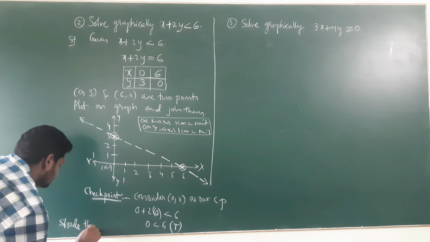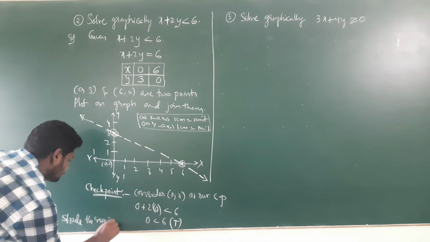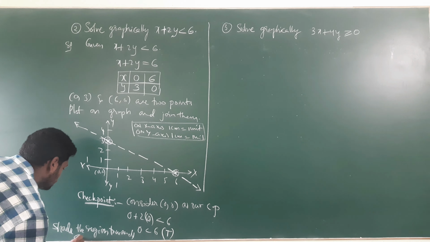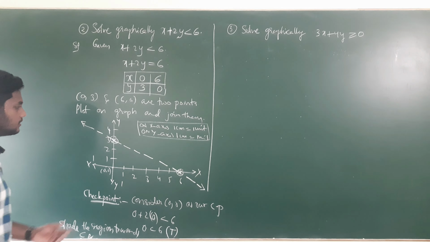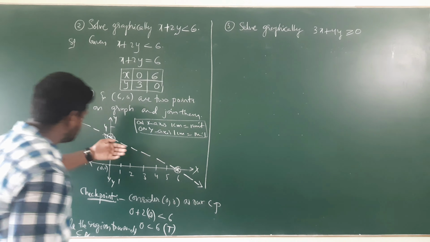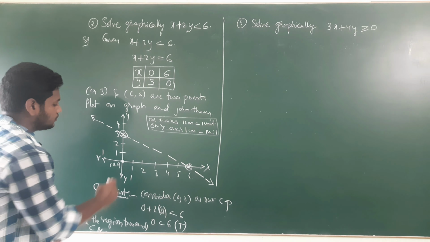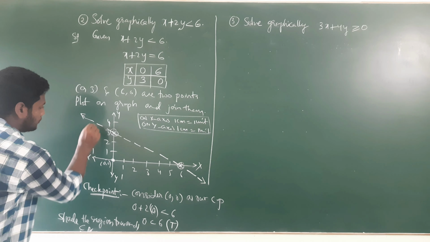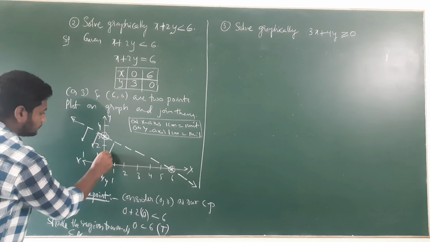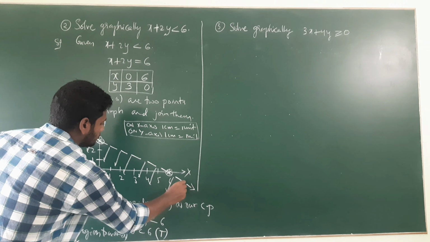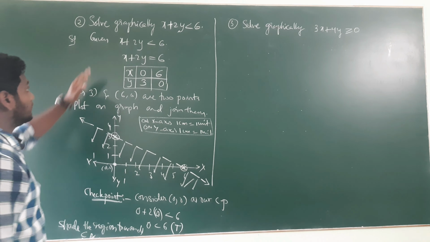True means what is the conclusion? Shade the region towards the checkpoint. Right or not? So for this line, is the checkpoint in the lower or upper part of the plane? (0, 0) is here, so shade the region towards the checkpoint. So this side. Right? So this is the final solution design. Like this you need to write.